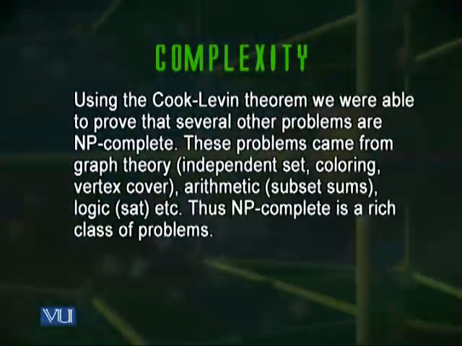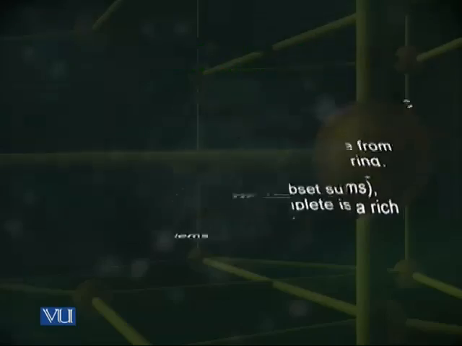After that, using the Cook-Levin theorem, we were able to prove several other problems are NP-complete. These problems came from different branches of computer science. Some of them were graph-theoretic questions like independent set, colorings, vertex cover. Subset sum was a problem from arithmetic. We had satisfiability, which is a problem from logic. And this showed us that NP-complete is a rich class of problems. So, the set of problems which is NP-complete is a very diverse class of problems.